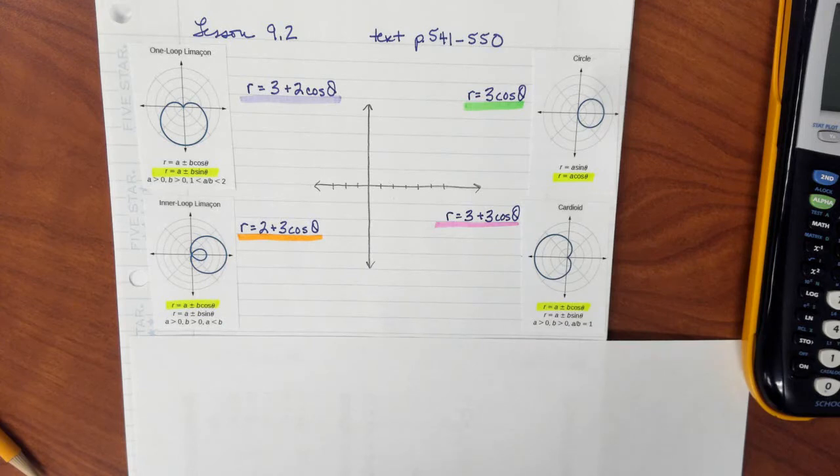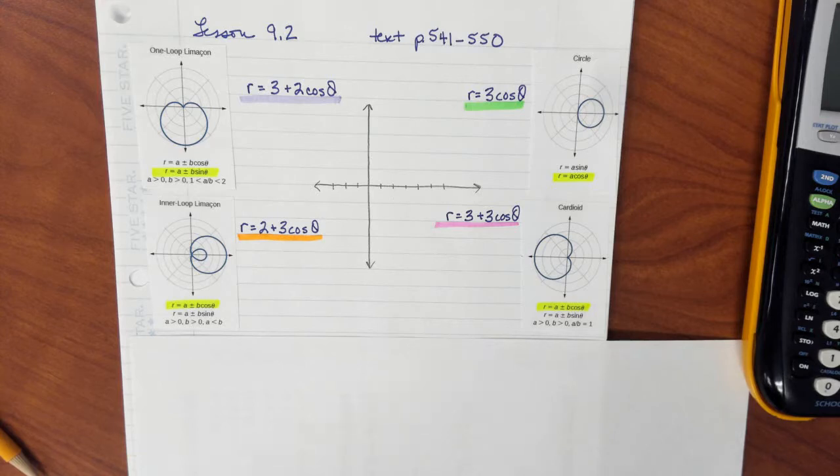You will not have a calculator. I won't ask you to specifically draw these. You will in the lesson, but I believe on the assessments right now we're just going to have you match the equation with the graph. So I need you to be very familiar with them and with the nature and the characteristics of the graphs.